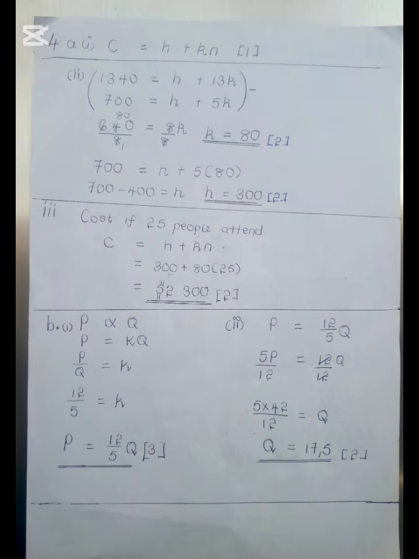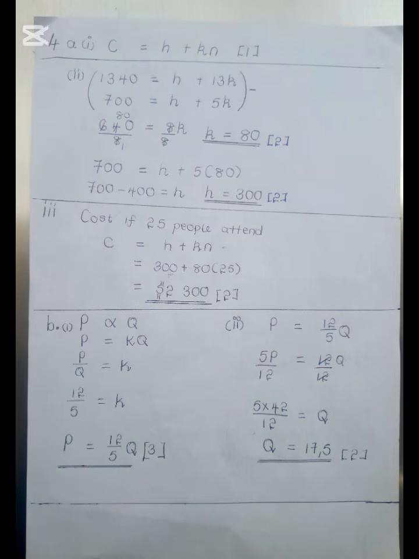We can now apply the elimination method in order to solve that simultaneous equation. We need a negative sign in order to eliminate H. So 1340 minus 700, we get 640. H minus H, we get 0. 13 minus 5, we get 8. So after that, we divide both sides by 8 so that our K is going to be 80.